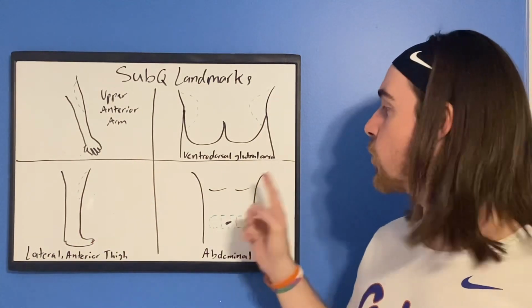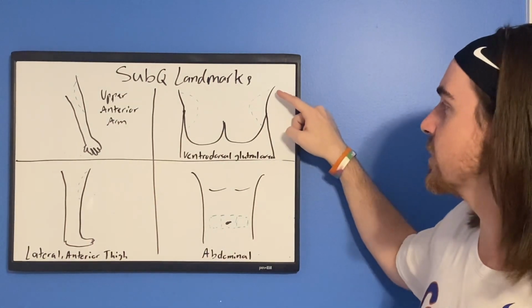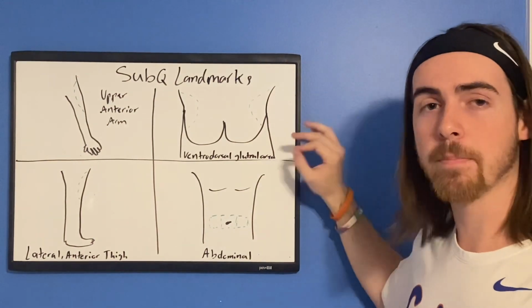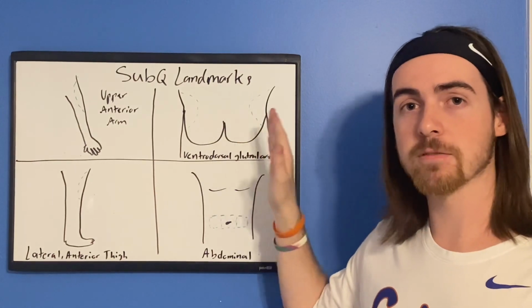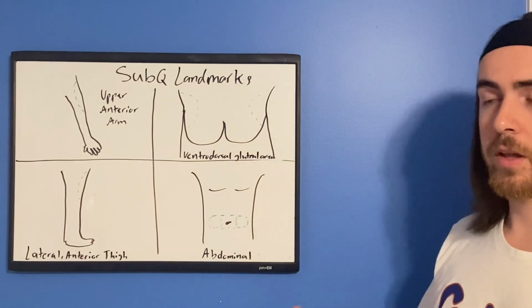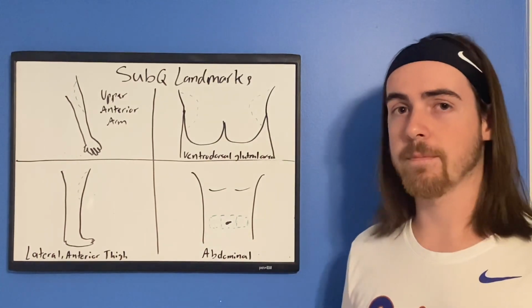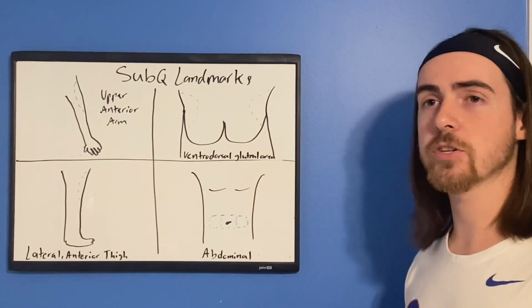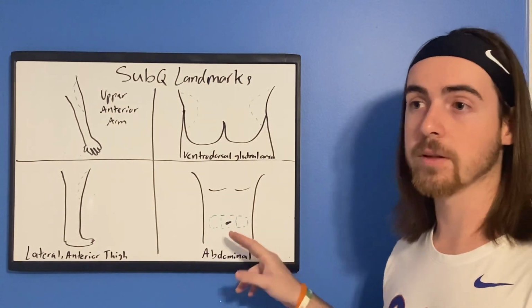Next is the ventrodorsal gluteal area. This is going to be a section that's right above the glutes, and at the bottom of the back. The dorsal part of this refers to the base of the spine, just in anatomical terms. And last is the abdominal site. Like we mentioned with the procedure of giving the injection, you want to make sure that your injection site is at least 2 inches away from the umbilicus.